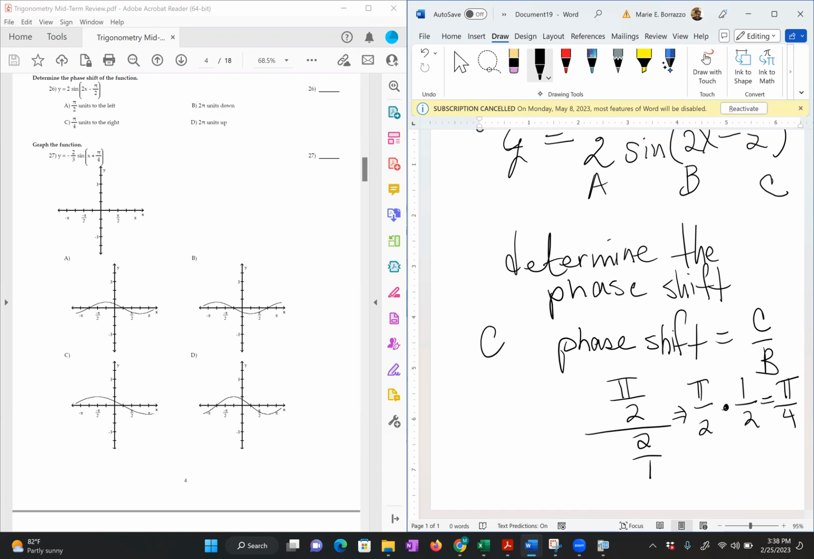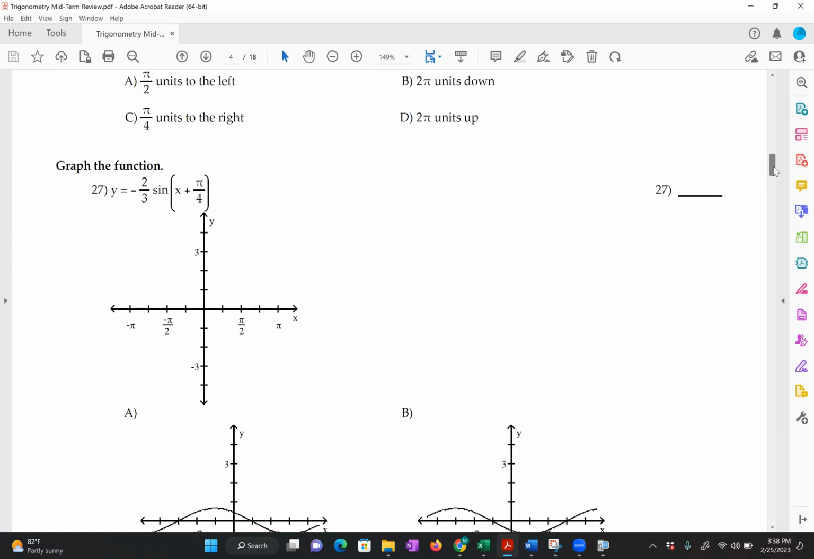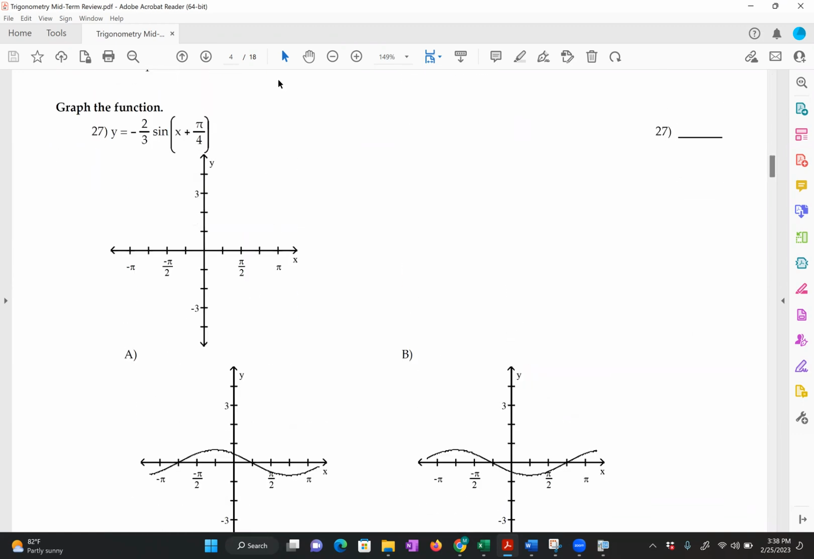All right. To answer 27, I'm actually going to focus on the graph itself. I assume I didn't skip anything. Okay, so here's 27. Now, if you look at this carefully, this is negative 2 over 3 sine with a period of 1. So we're only looking at one period with a phase shift of pi over 4. So if that is the case, notice the starting point here is negative pi over 4.